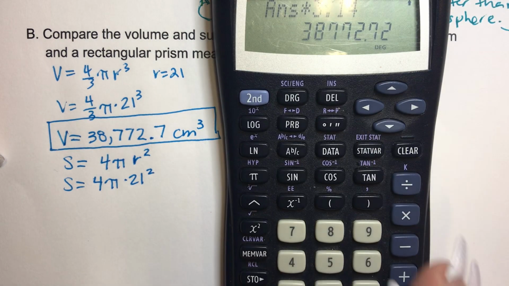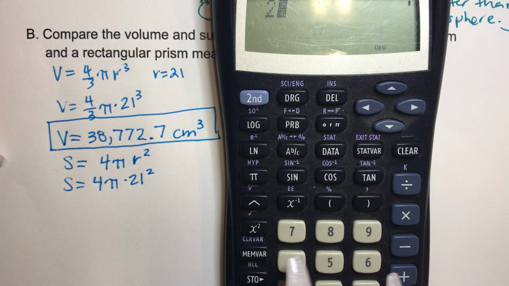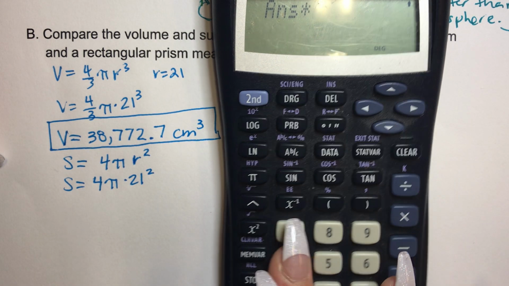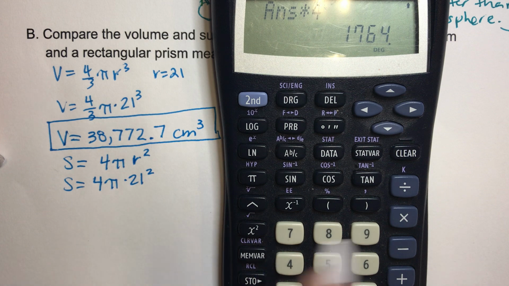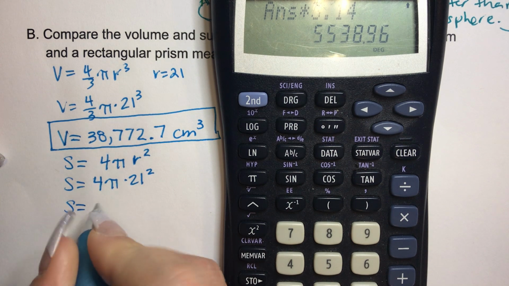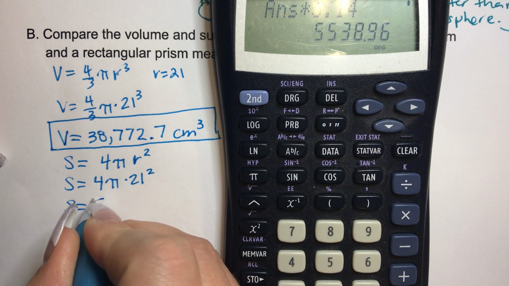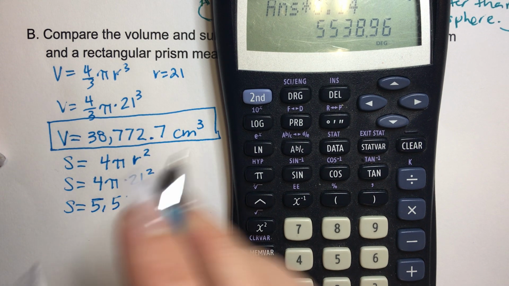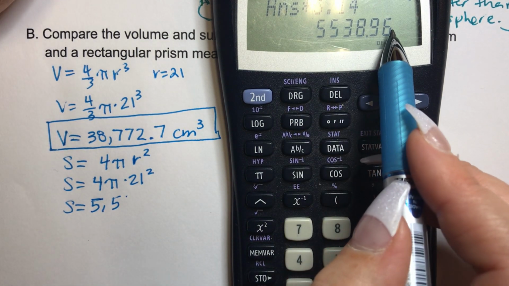So we're just going to figure out what that is. 21 times 21 first. Multiply that by 4. And then multiply that by 3.14 pi. And the surface area ends up being 5,500. Oh wait, okay, so this rounds this up.